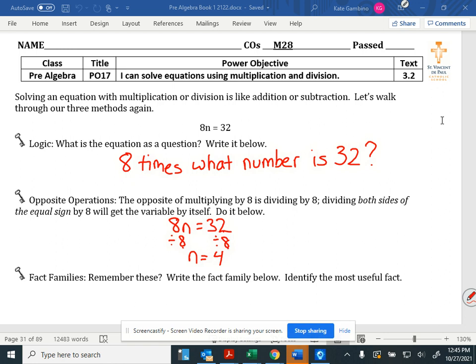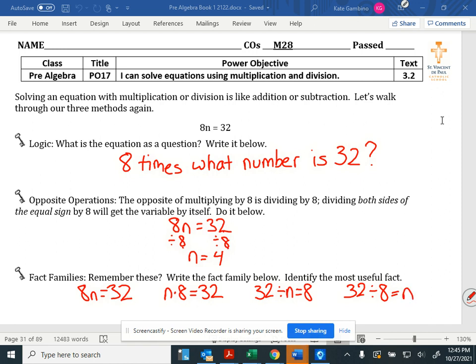So then we have our fact families. Remember these? Write the fact family below and identify the most useful fact. So we could start with 8n equals 32, or we could do n times 8 equals 32, because it doesn't matter which way we multiply, it's going to equal the same thing. Then we need our dividing ones. 32 divided by n equals 8. Or we could have 32 divided by 8 equals n.